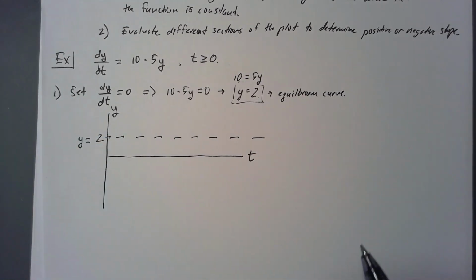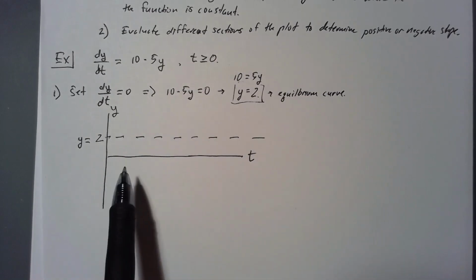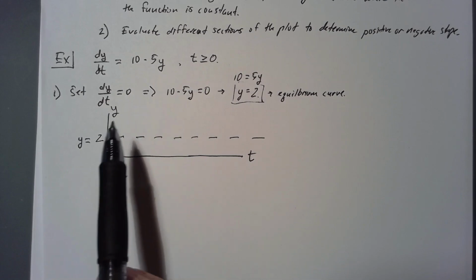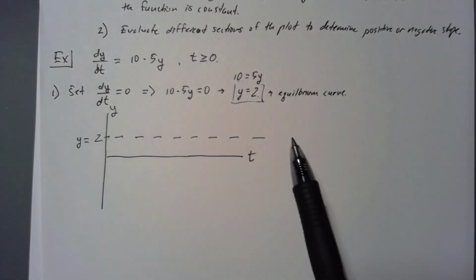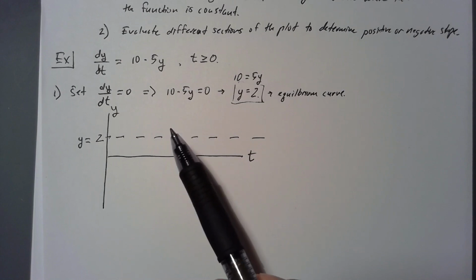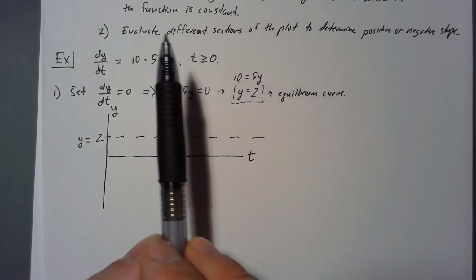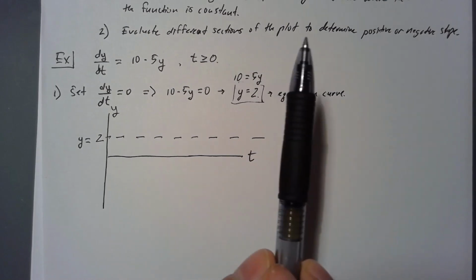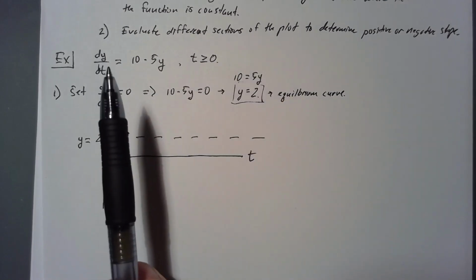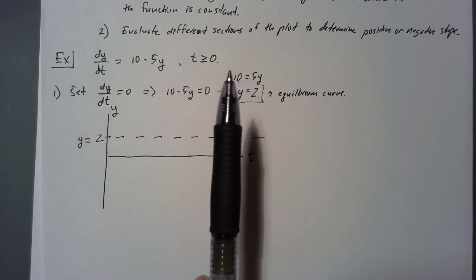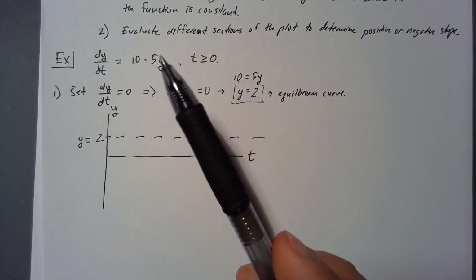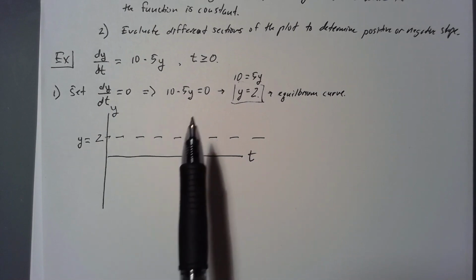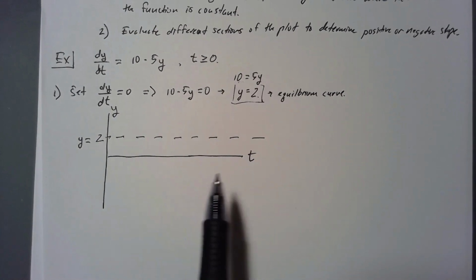All right. So my long-term solution, as t gets bigger, what's my solution to this differential equation doing? Is it going up or is it going down? How do I know that? Well, that's where step 2 comes in. You're going to evaluate different sections of the plot to determine positive or negative slope, because remember, that's measuring the value of the derivative. And you learned from Calc 1 that if I have a positive slope, the rate of change is going up, and if I have a negative slope, the rate of change is going down.